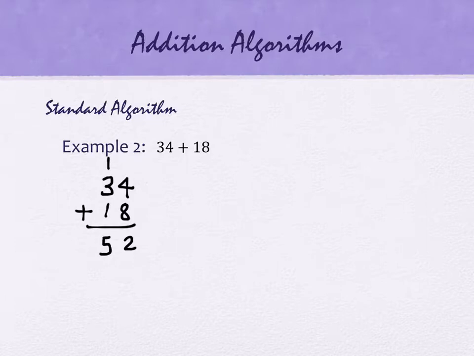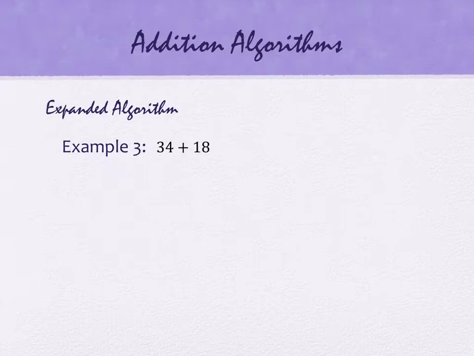All right, what we're going to do next is we're going to look at an algorithm that takes this model and it expands it in a little bit different way, and it's called the expanded algorithm. All right, so the expanded algorithm looks like this. This is kind of a combination of the last 2 models a little bit. What we're going to do is we're going to take each of our numbers and we're going to write them by place value. So here's what I mean.